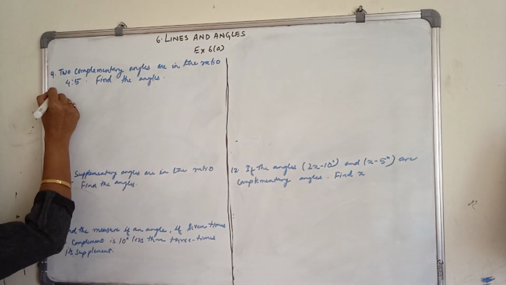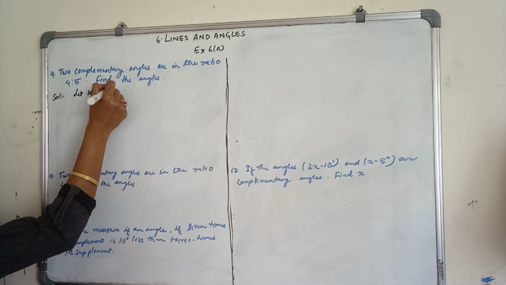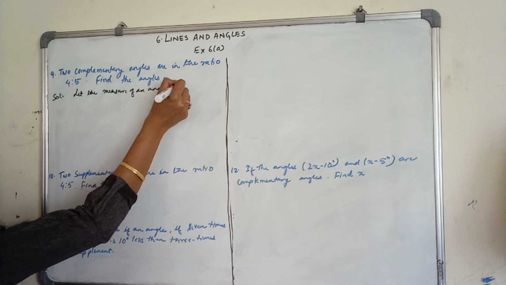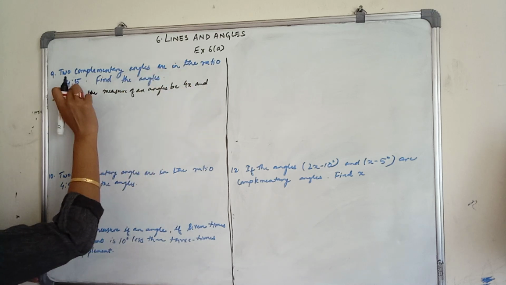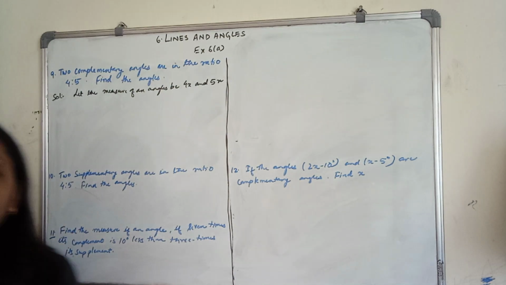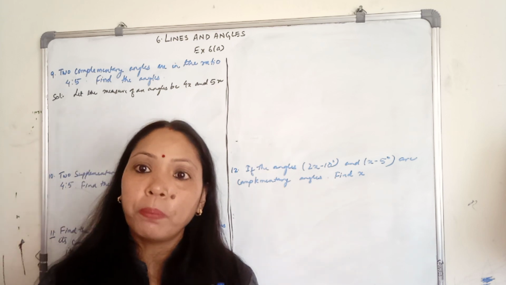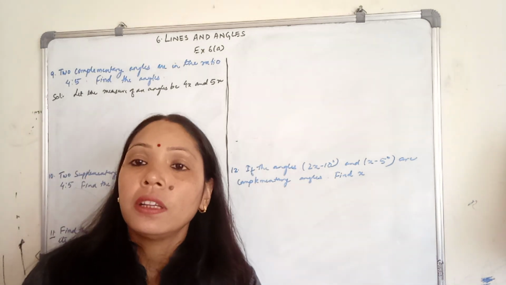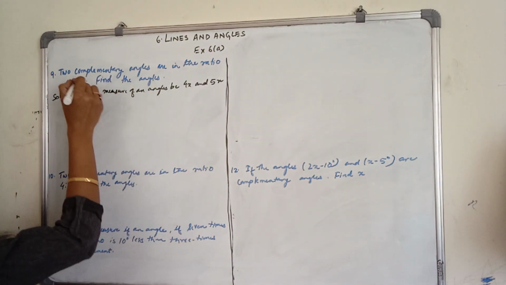So how to start this one? Solution. Let the measure of an angle be 4x, and for 5 we can write as 5x. So 4:5 means 4x and 5x. Once we get the x, then if you put the value of x in this 4x and 5x, that one is our required angle.